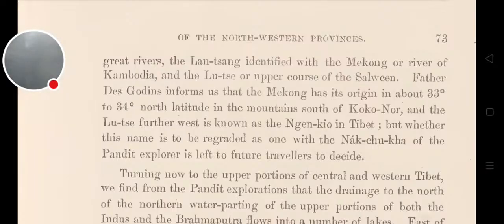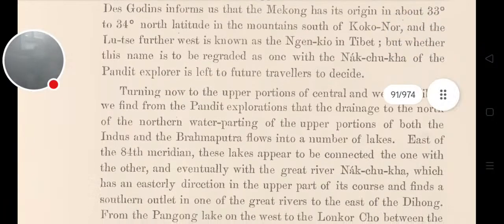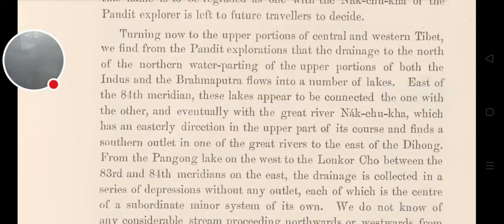Father Des Godins informs us that the Mekong has its origin in about 33 to 34 degrees north latitude in the mountains south of Kokonor, and the Lutse further west is known as the Ngayen Kyo in Tibet. But whether this name is to be regarded as one with the Nak Chu Ka of the Pandit explorer is left to future travelers to decide. Turning now to the upper portions of central and western Tibet, we find from the Pandit explorations that the drainage to the north of the northern water parting of the upper portions of both the Indus and the Brahmaputra flows into a number of lakes.